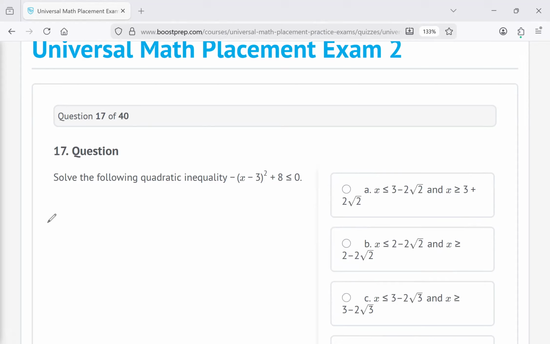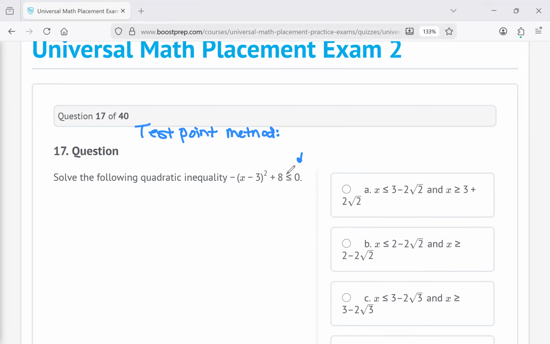Okay, question 17 says solve the following quadratic inequality. So this one is a testable method problem. It's a little bit longer. So what you got to do is first make sure there's nothing on the left, right. Make sure there's nothing on the right. All right, the zero's on the right side. If it isn't a zero, move it, right? Get it zeroed out.